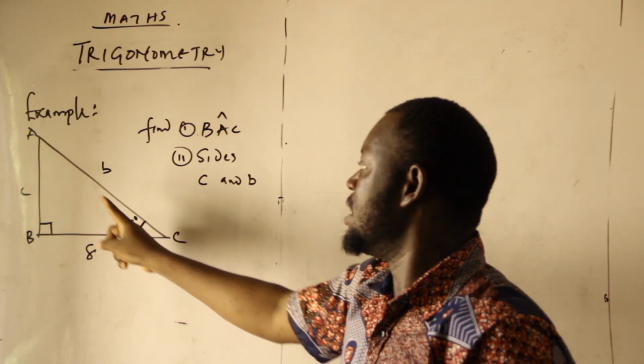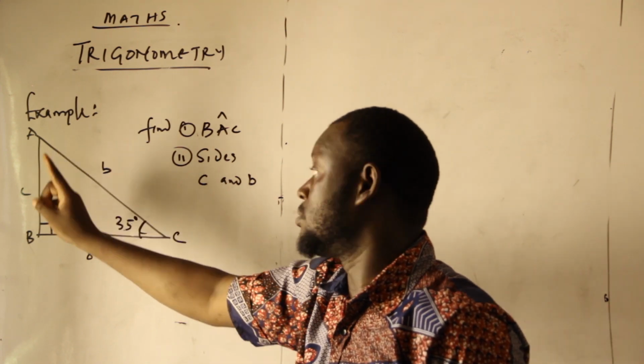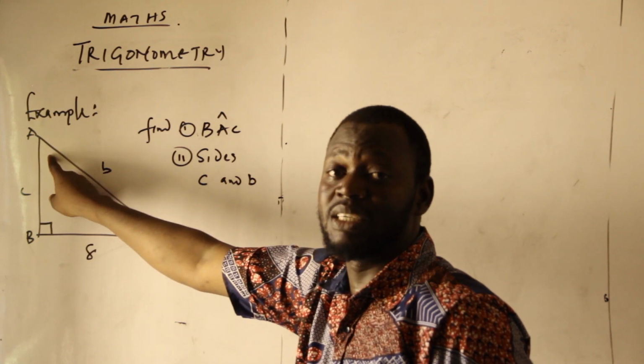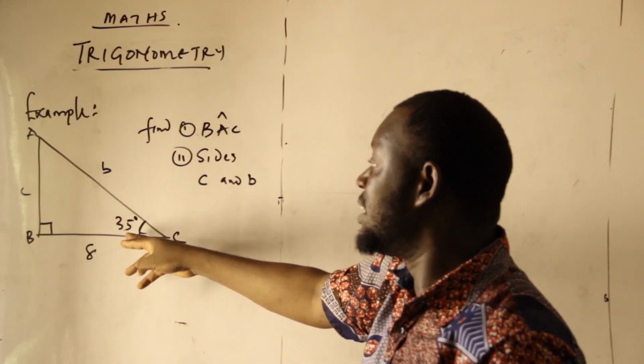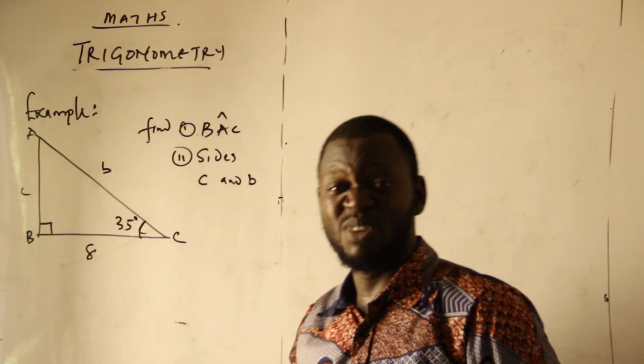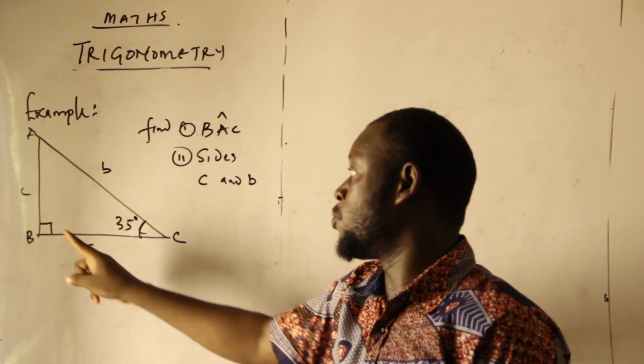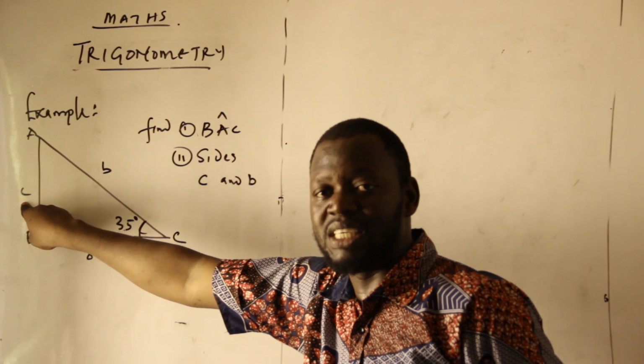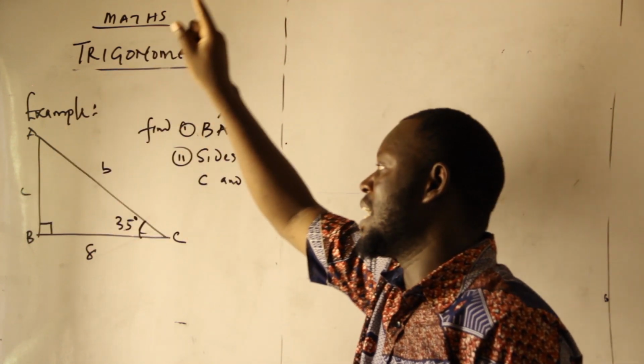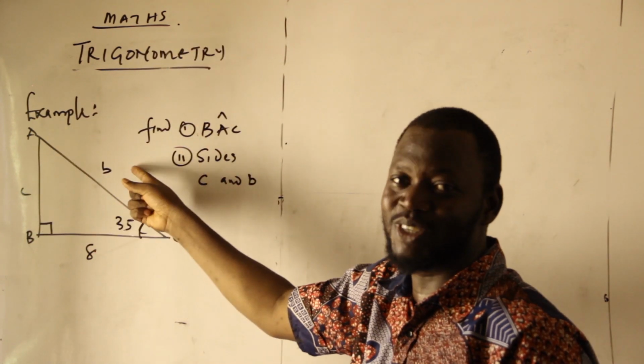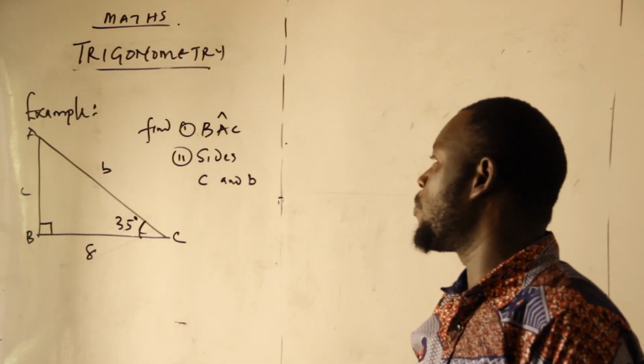So you can have your complementary angle here. From 90 degrees, that is going to be 55. But this is the given angle, so we don't have to go through that stress. Once we have this angle, then we definitely know this is your opposite, your adjacent, and of course your hypotenuse. So let's see how we work here.